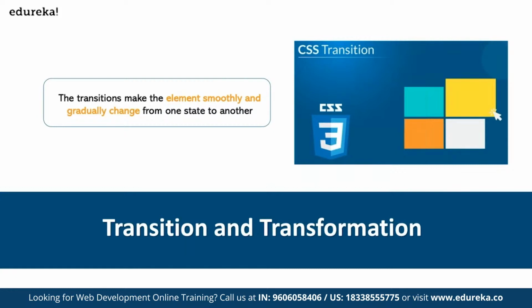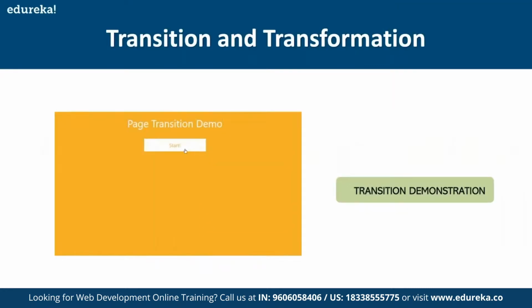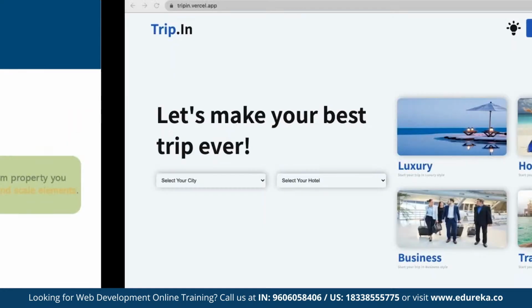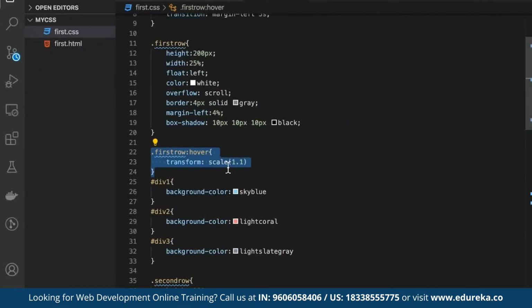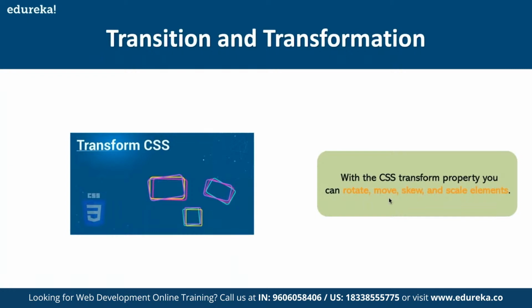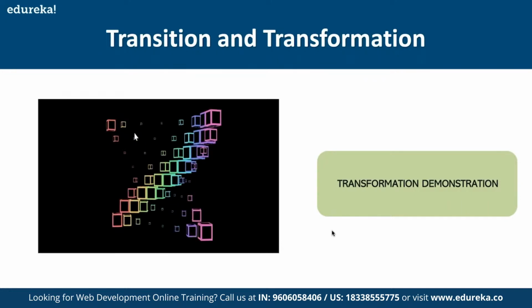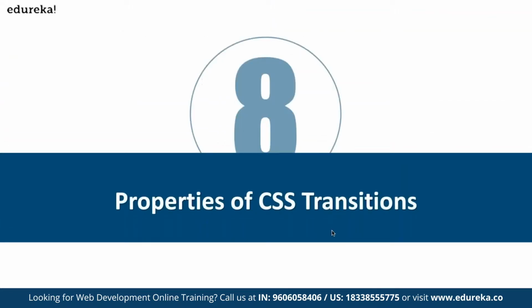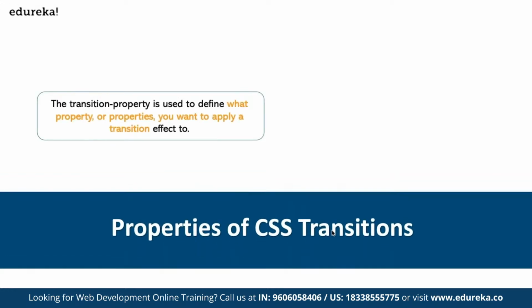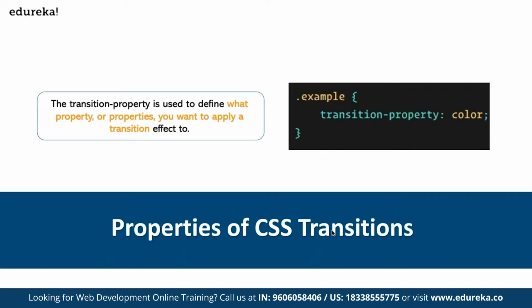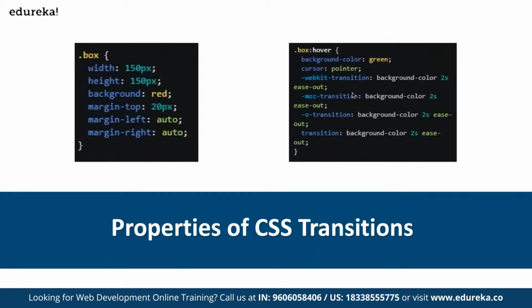The transitions make the element change smoothly and gradually from one state to another. And this one is the transform, guys: scale, skew, rotate, and the matrix. Move, rotate, skew, scale, these are all the things you can do with transform. Transform means moving from one place to another place, and transition means doing it in the same place. Like the transition property on color, for example, you say ease-in, so it changes the background color in 2 seconds, meaning after 2 seconds whatever the background color was, it changes to some other color. That also you can do.